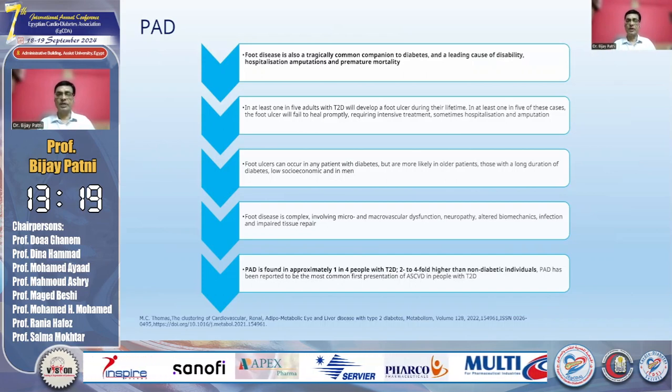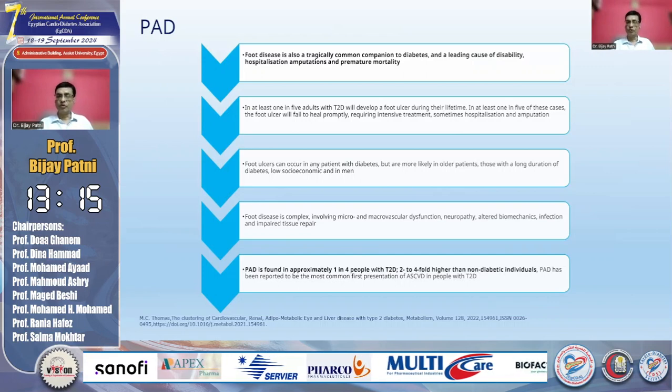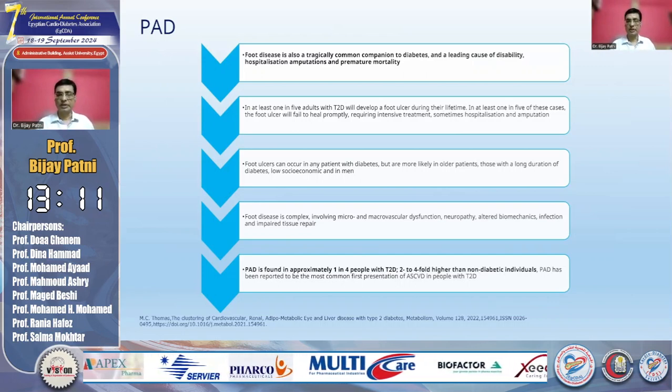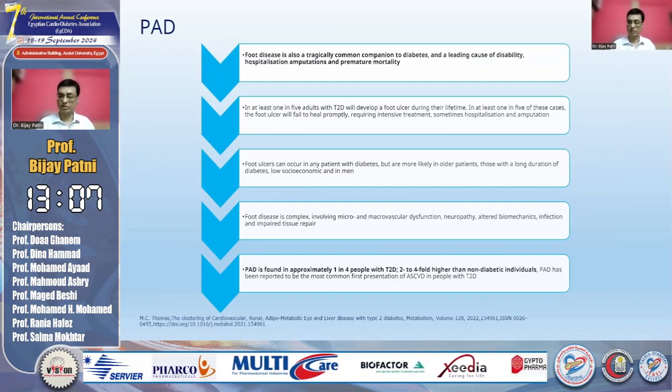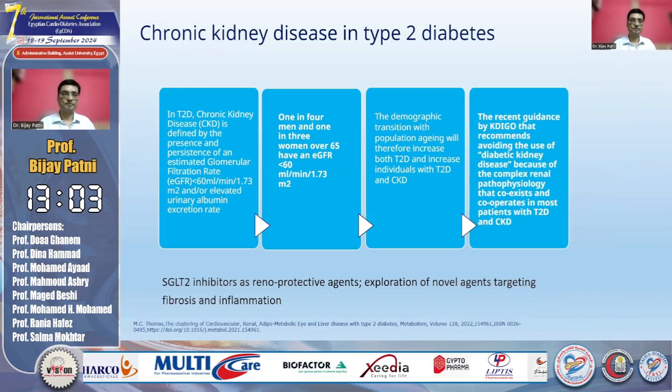So PAD is found in approximately one in four people with type 2 diabetes, two to four-fold higher than in non-diabetic individuals. So it is the most common first presentation of atherosclerotic CVD in people with type 2 diabetes.